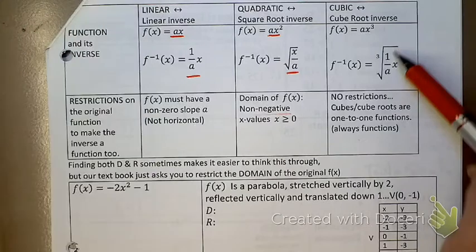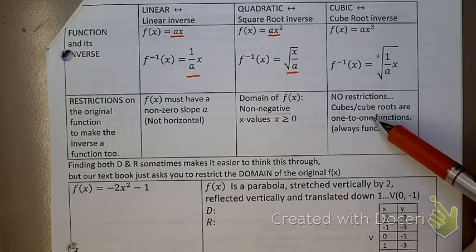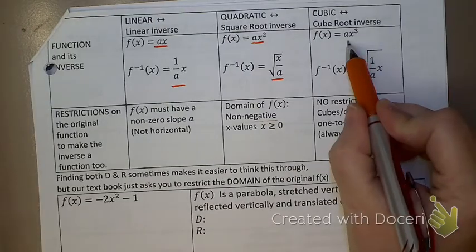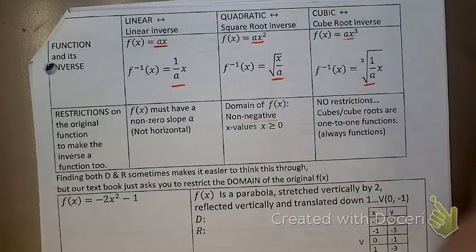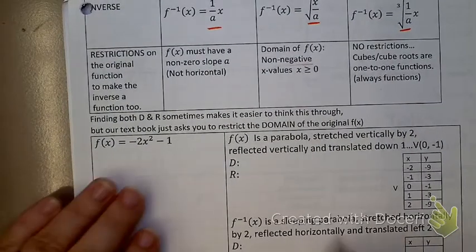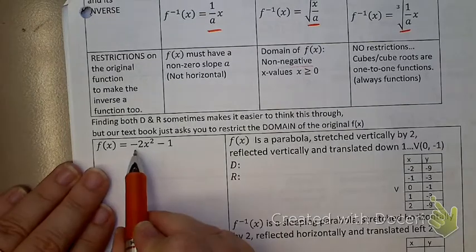So cubic, cube roots, there's no restrictions. We don't need to worry about that. If you have a cubic, the inverse is a cube root, and vice versa. If you have a cube root, the inverse is a cubic. Okay? All right.